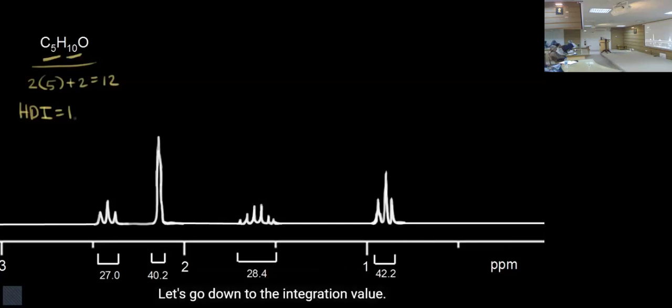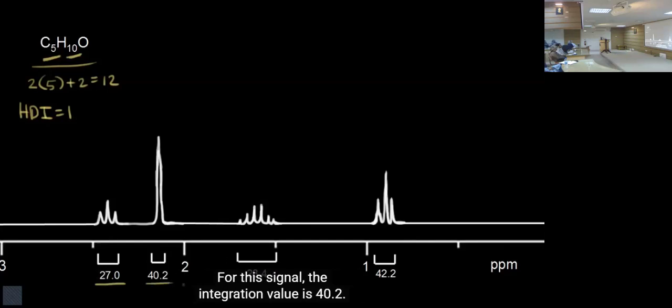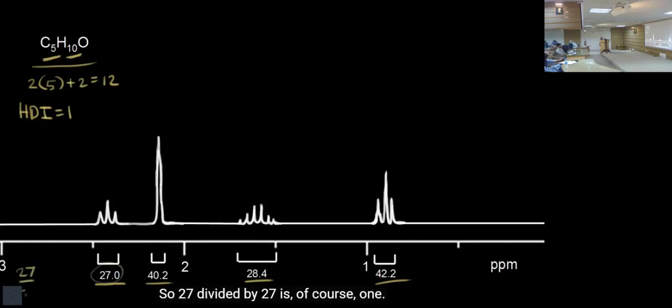Let's go down to the integration values. For this signal, there's an integration value of 27. For this signal, the integration value is 40.2. For this signal, it's 28.4, and for this signal, it's 42.2. Remember what you do. You divide all 4 integration values by the lowest one. So the lowest one is, of course, 27. So 27 divided by 27 is, of course, 1. 40.2 divided by 27 is pretty close to 1.5.